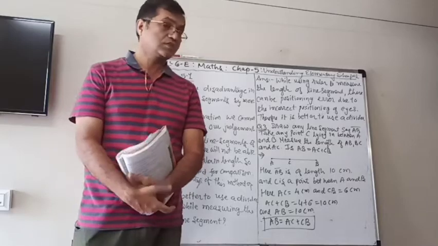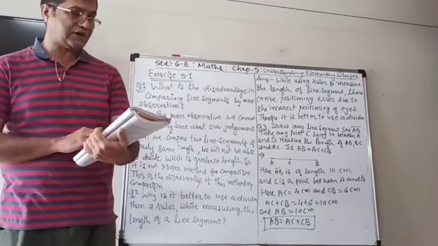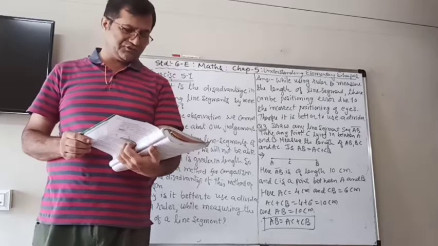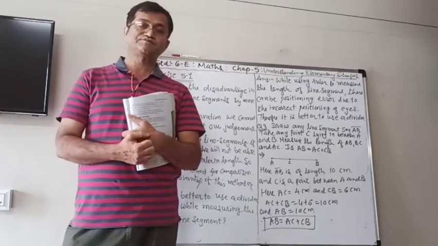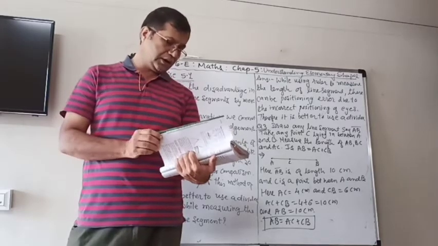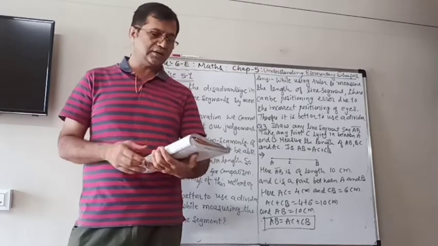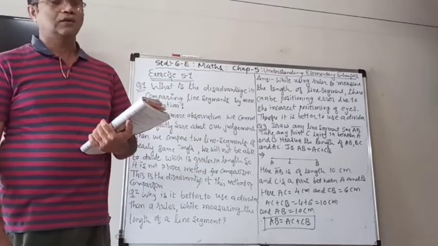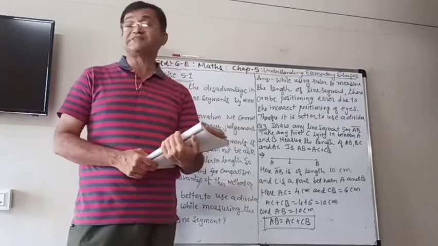Standard 6. In chapter number 5, Understanding Elementary Shapes. In the beginning we learn about the different methods of comparison of the line segment. In which the first method was comparing by observation, then comparison by tracing, and then using a ruler, and then using a divider. Now going to start the exercise 5.1.